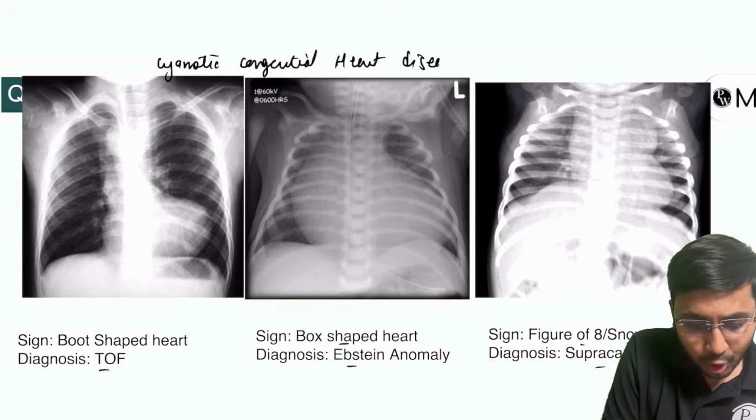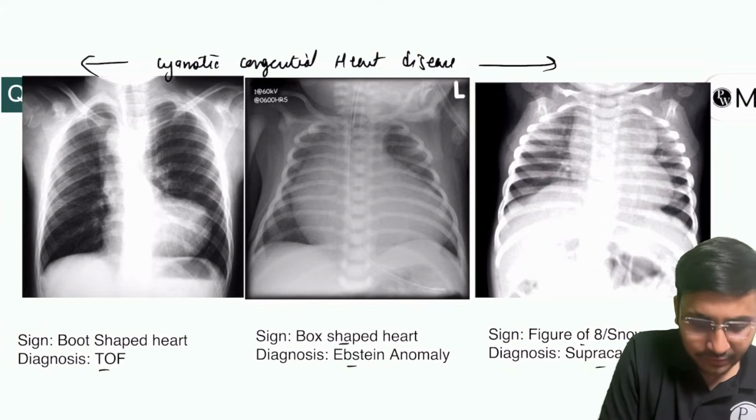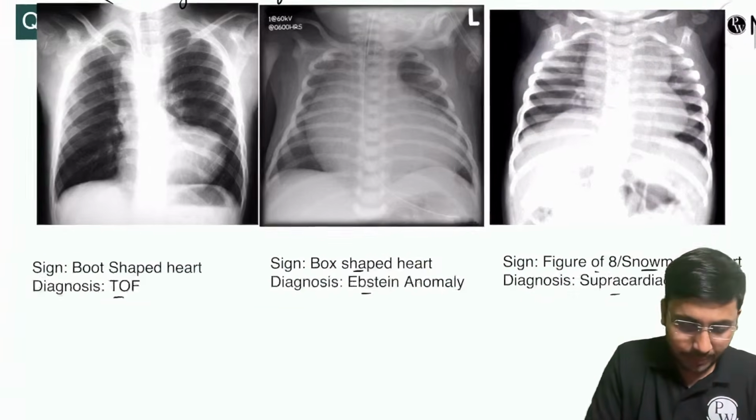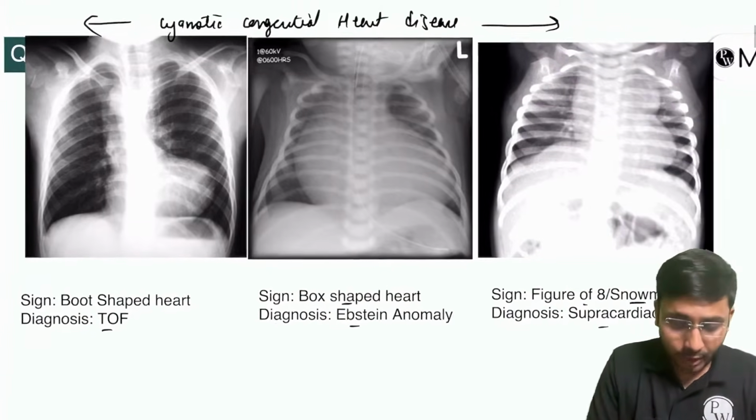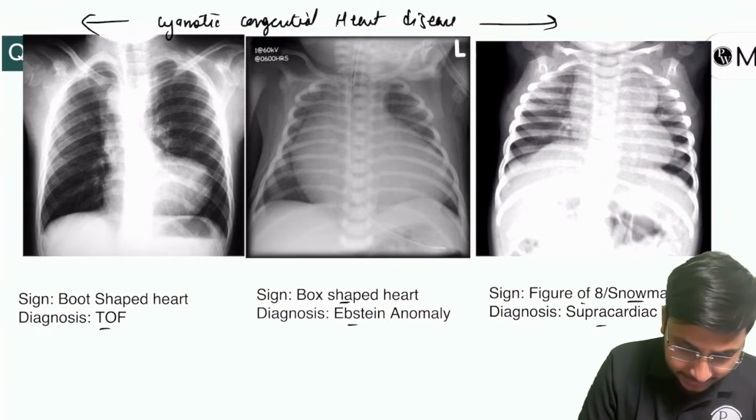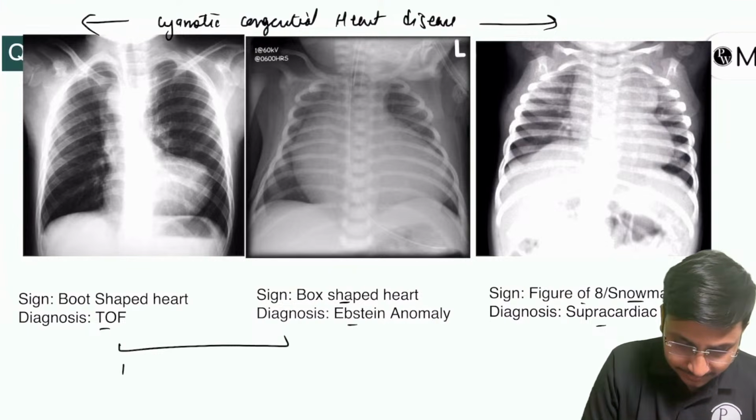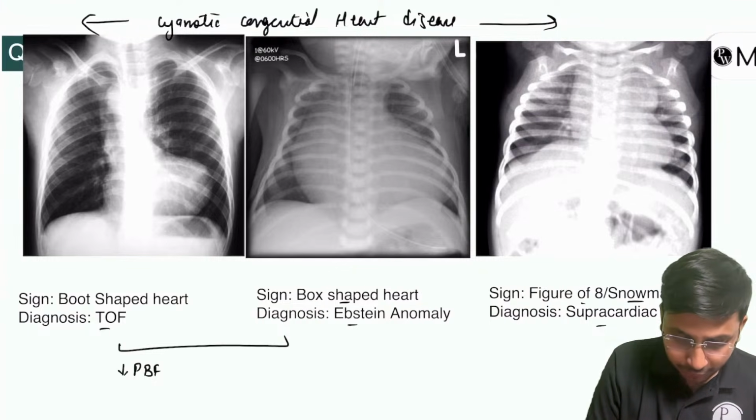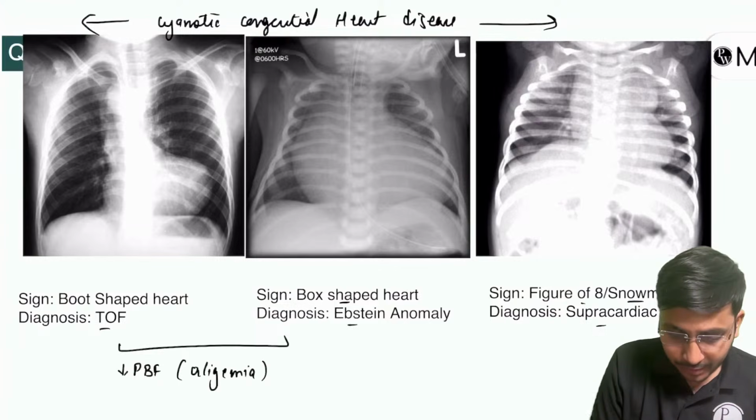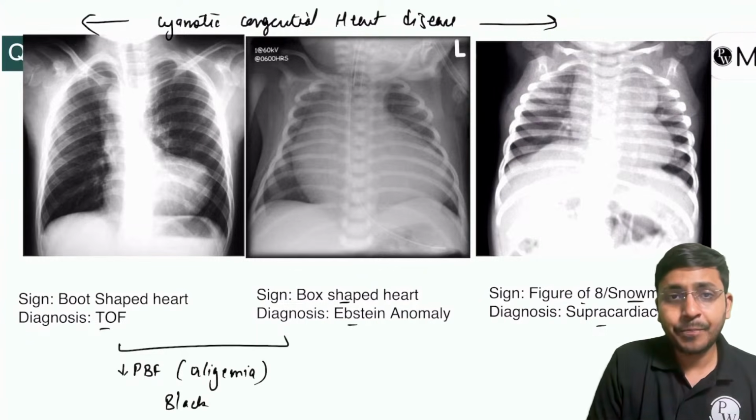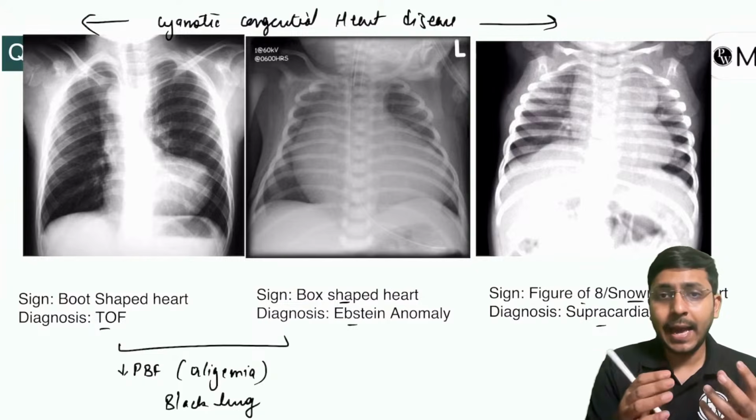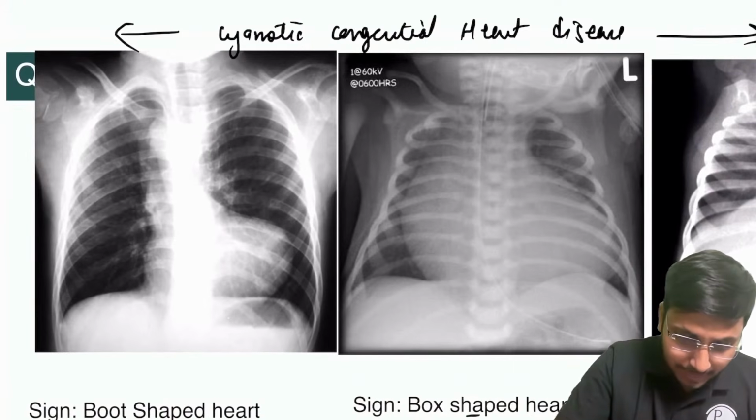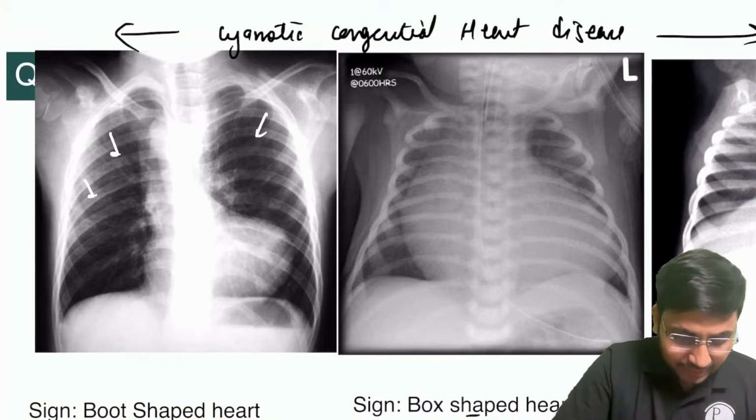So in the question, all of them will be given cyanosis. We'll have cyanosis in the question. That is number one. Number two, what is important is that in TOF and in Epstein anomaly, there is reduced pulmonary blood flow, also known as pulmonary oligemia. That is black lungs. So you will see that the lung fields are black. There is no pulmonary vasculature.